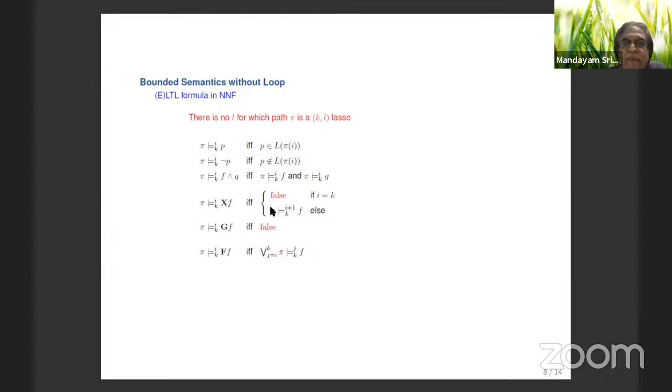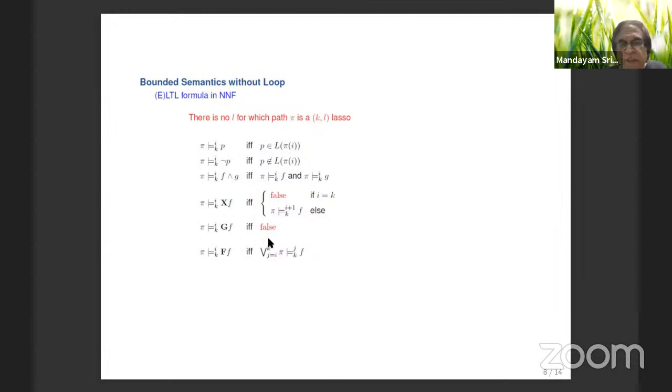This is pretty much the way the standard semantics is defined, except that because I have to define the bounded semantics, I have to define what I can say about the satisfaction on the infinite path starting from I by looking only at K. So if I is equal to K, I can't say anything about X of F, that's why I'm giving false. Otherwise, it is whatever the satisfaction is on the suffix path starting from I plus 1.